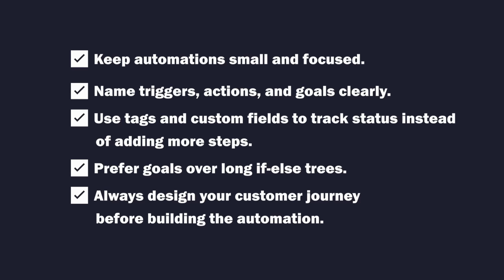To build better automations in ActiveCampaign, follow these best practices. Keep automations small and focused. Name triggers, actions, and goals clearly so anyone can understand their purpose. Use tags and custom fields to track status instead of adding more steps. Prefer goals over long if-else trees. And always design your customer journey before building the automation.